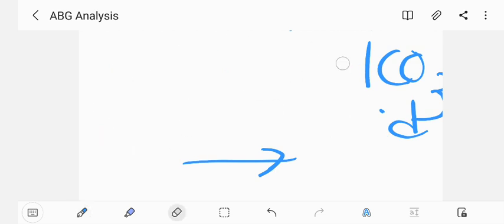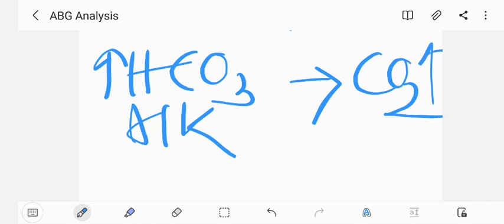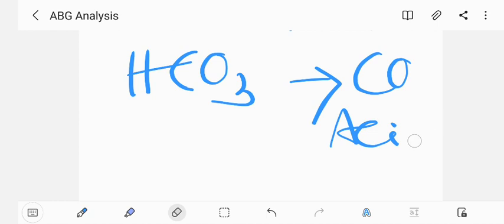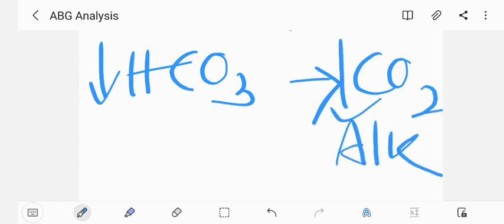And conversely, whenever there will be excess of bicarbonate, that is, there will be alkalosis, so CO2 will increase, as it is acidic in nature. Okay, so it will try to compensate it. And whenever the bicarbonate will decrease, that is the condition is acidosis, so the carbon dioxide will decrease to produce alkalosis.